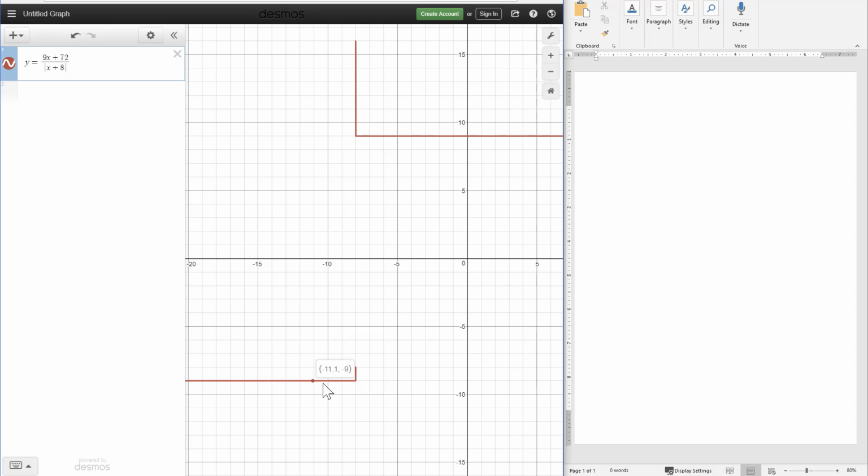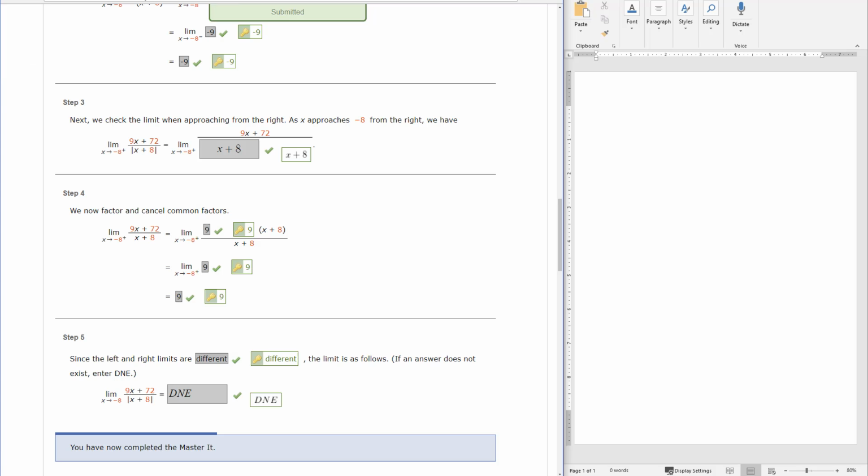But in any case, we can see that this graph approaches a y value of negative 9 from the left side, and approaches a y value of positive 9 from the right side, and that would show that the limit does not exist. Okay, I hope that makes sense, and good luck.